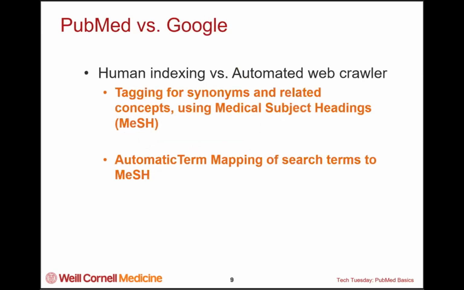One important difference between Google and Medline is that Medline is indexed by humans, whereas Google indexing is done by Google's automated web crawler. So trained human indexers assign medical subject headings to each and every article. MeSH searches synonyms and related concepts, so you don't have to type every variation out, and they're added to articles to help describe the content in a uniform way.